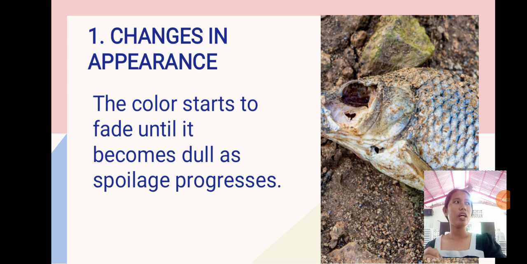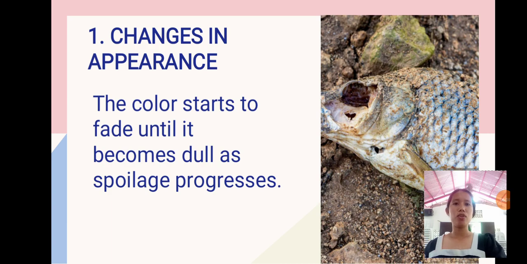For example, they no longer breathe. Although they look fresh, they are no longer alive. So, what it says here is, the color starts to fade until it becomes dull as spoilage progresses. The color starts to fade because it decomposes. And then it spoils more once it decomposes, of course. So, the color starts to fade. So, that is changes in appearance.